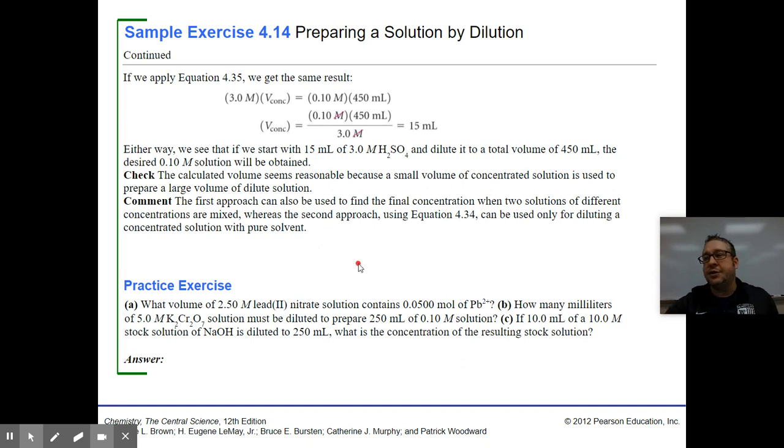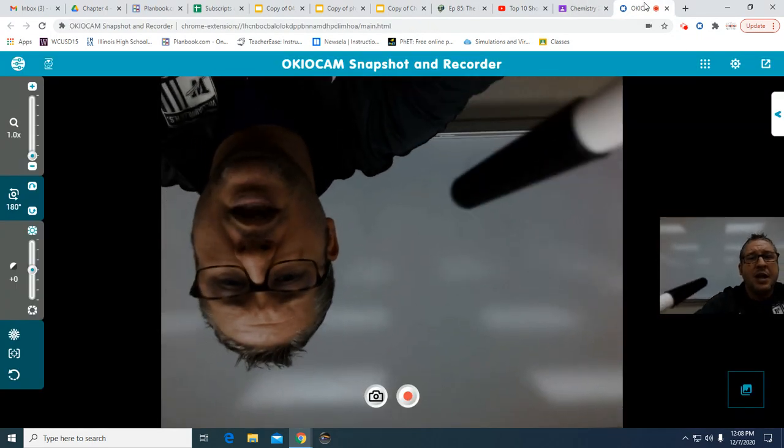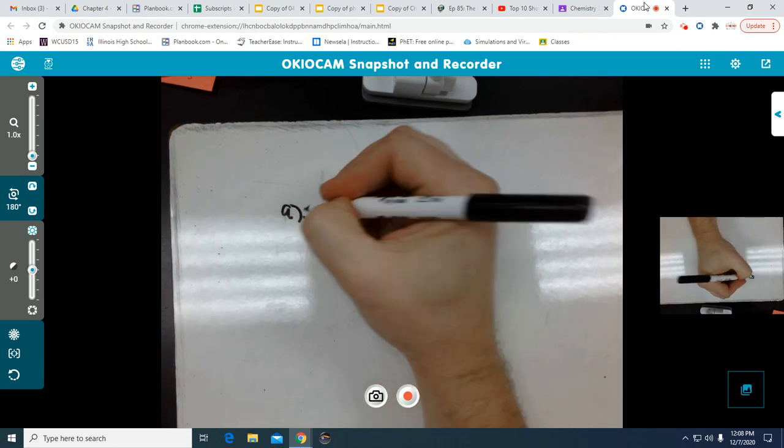So let's try our own here. We have a 3-part question. The first one is, what volume of 2.50 molar lead 2 nitrate solution contains 0.05 moles of lead 2 ion? So it's kind of going to be incorporating everything we've talked about today. So let's do this one at a time. Okay. So we're doing A.